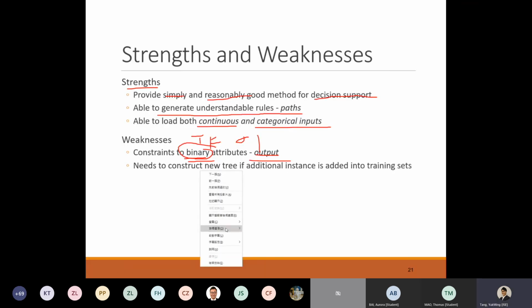This is one of the constraints: we need to construct a new tree if additional instances are added into the training set. That means if we have additional data, then we need to rerun the decision tree again and construct a new tree.